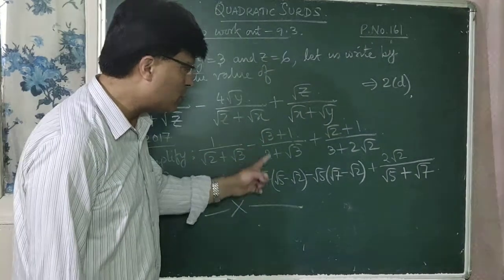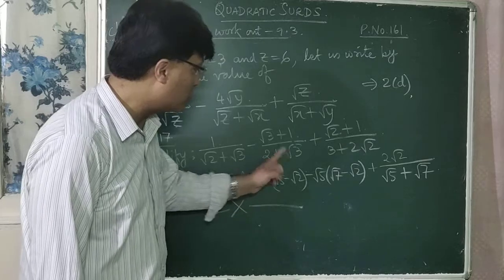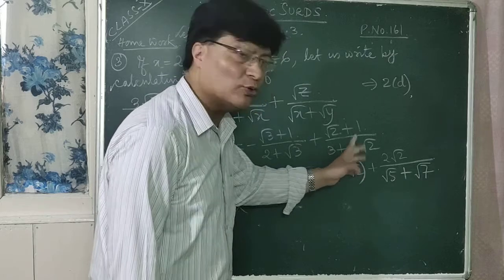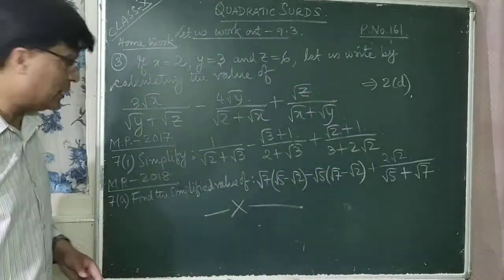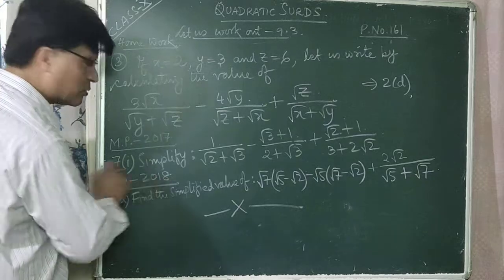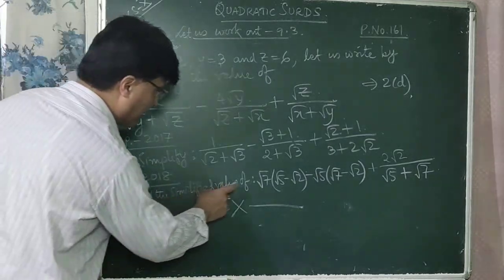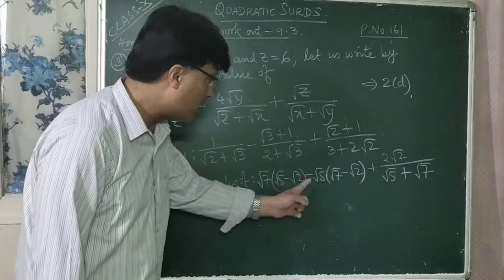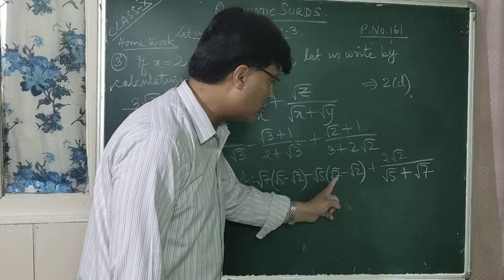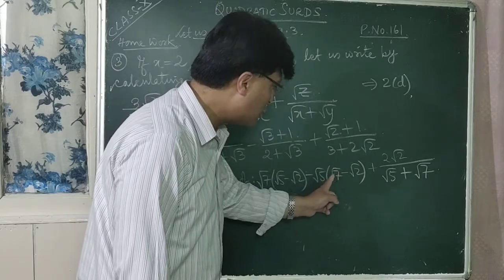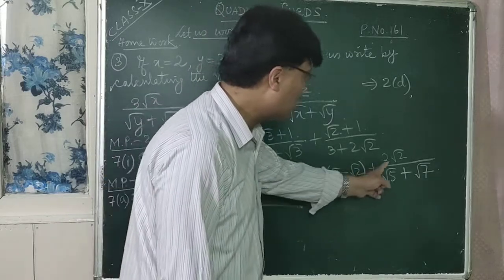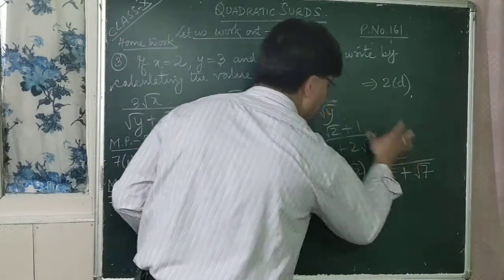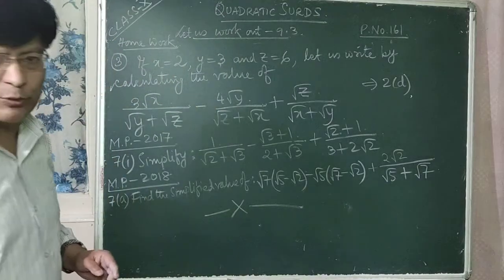Here also you should multiply both the numerator and the denominator by 2 minus root 3. Here also you should multiply both the numerator and the denominator by 3 minus 2 root 2. Simplified, you will get the answer. Okay? And this is from Madhyamik Pariksha 2018. Find the simplified value of root over 7 within bracket root 5 minus root 2 minus root over 5 within bracket root 7 minus root 2 plus 2 root 2 divided by root 5 plus root 7. That means only you have to simplify this third term, that is rationalize the denominator.